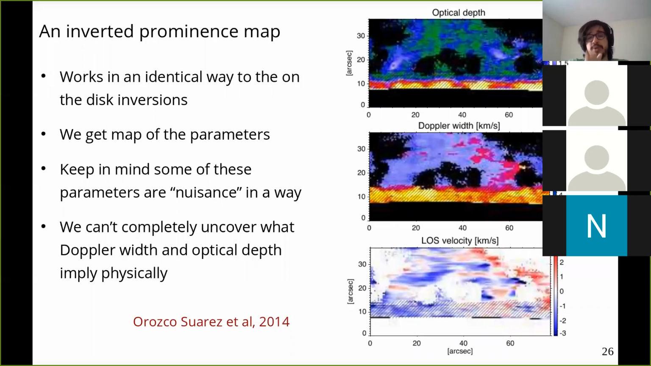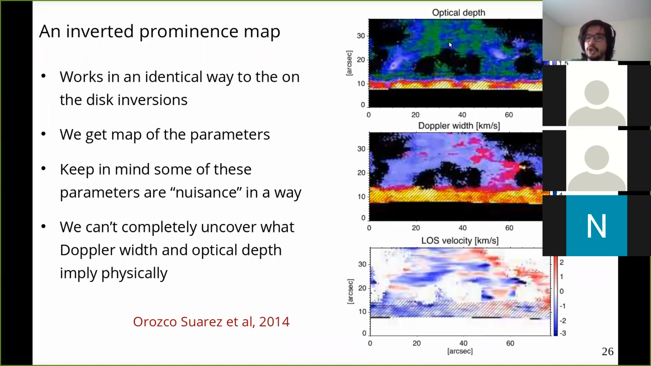Like, for example, this optical depth that is used as a free parameter in the inversions is, as I said, simply determined by the population of the lower level, but that population is influenced by so many physical processes that we don't know how to disentangle that, how to make some sense of that. So what you see here is simply where the prominence is more or less opaque, and the map is very interesting in that context. But we can't understand anything from that.